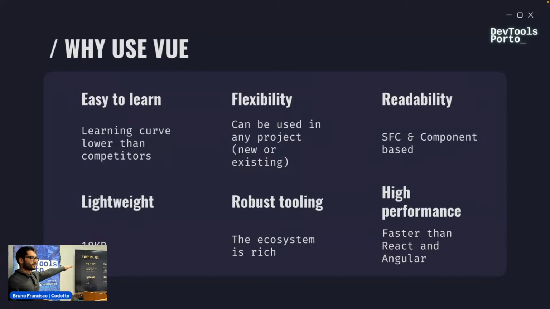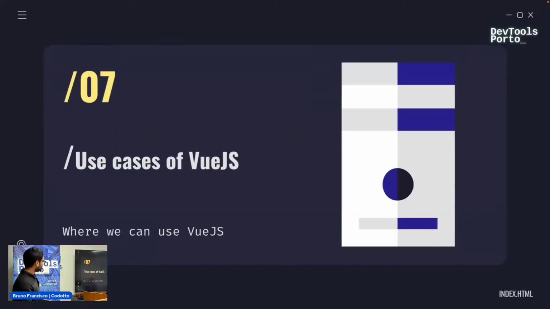This is very controversial, of course. There are a lot of benchmarks that can say otherwise, but a lot of benchmarks that say as well that Vue is much faster than React and Angular.